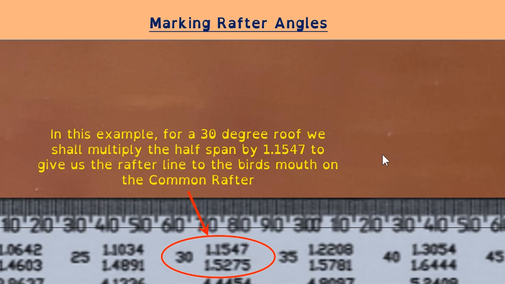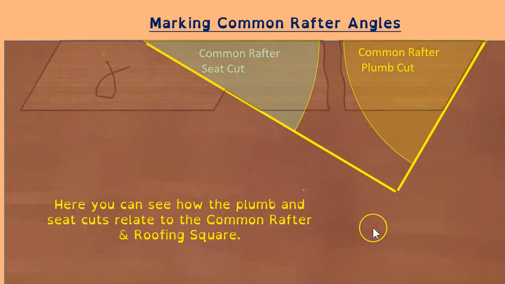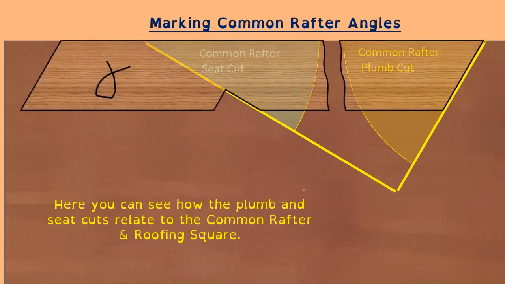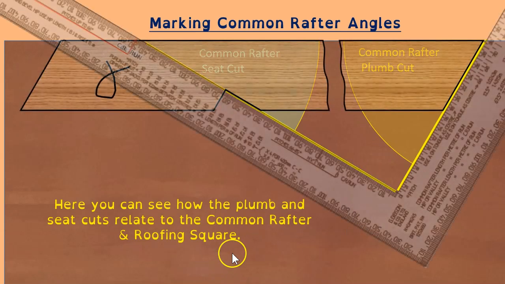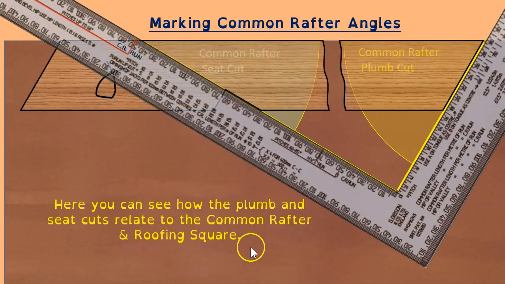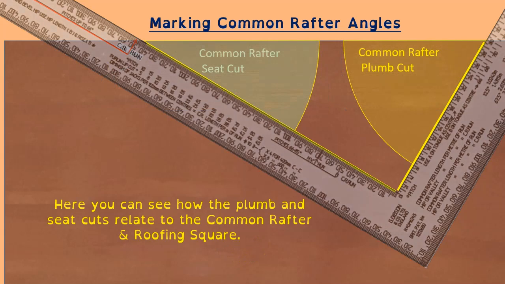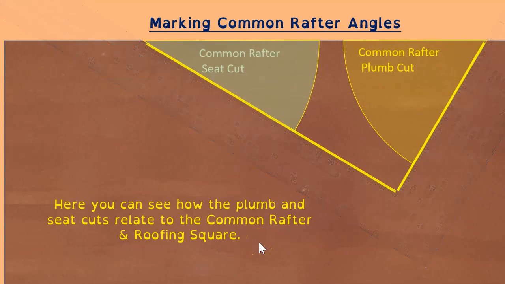The top factor there relates to the common rafter, and the lower factor relates to the hip rafter, by the way. So I just did another animation here just so as you can visualize how the roof and square itself interacts with the actual rafter, and how the cuts compare.